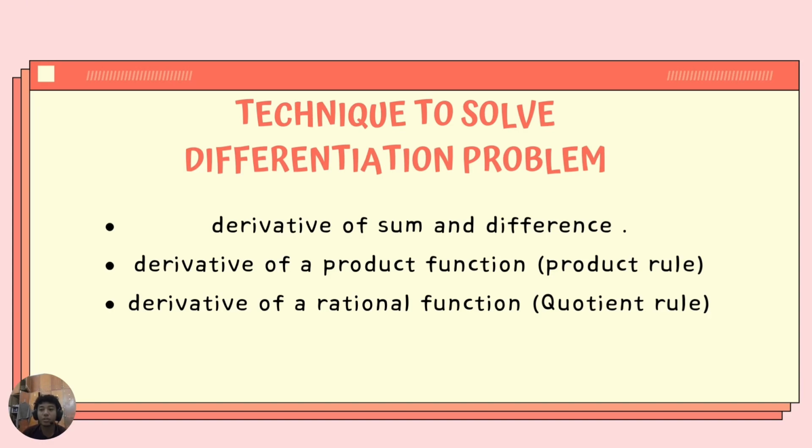The product rule is used when taking the derivative of a product of two functions. Next, we have the derivative of a rational function, the quotient rule. The quotient rule is used to differentiate a function that is the ratio of two functions.